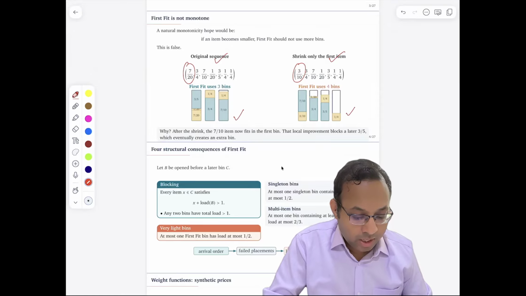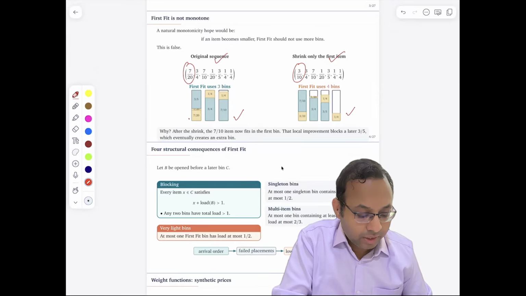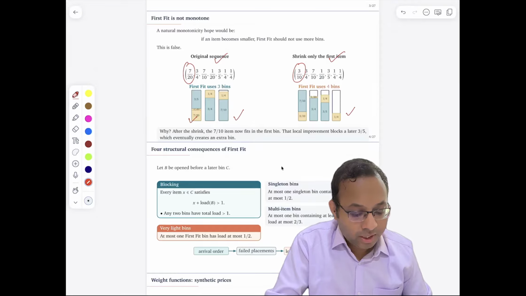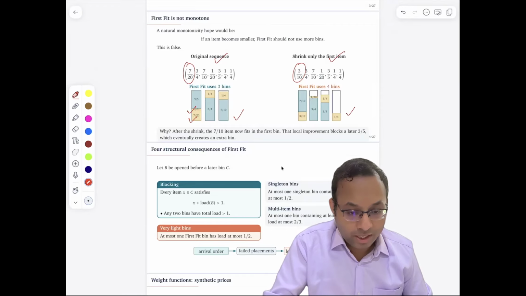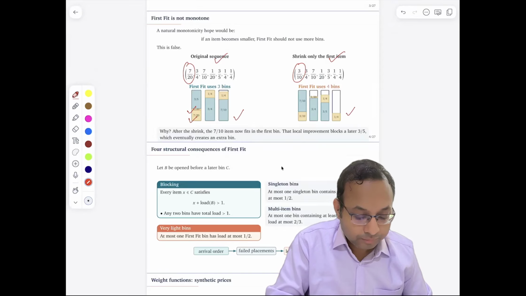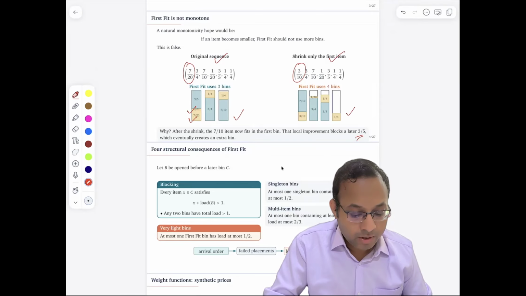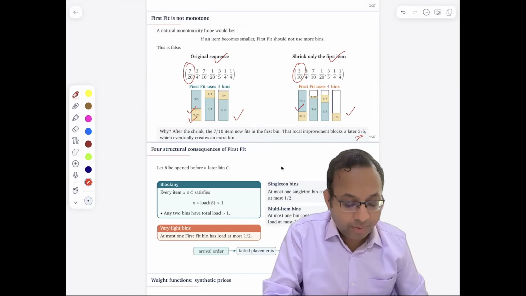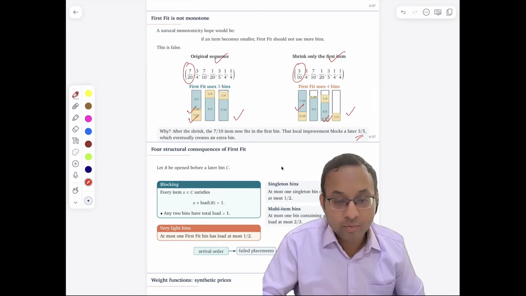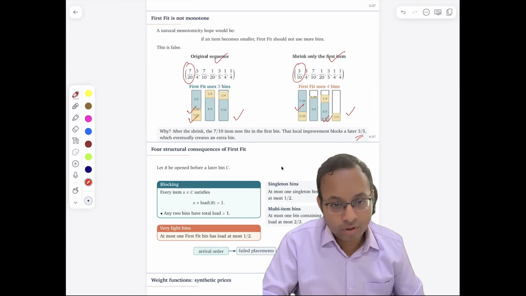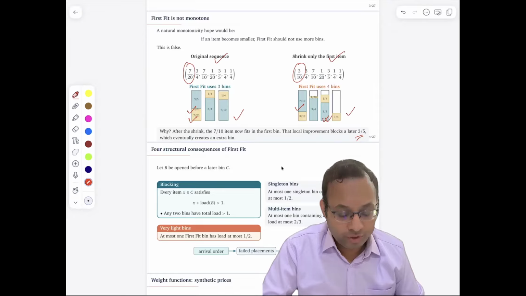The reason being, the 7 by 10 here is ensuring some other future item comes here, which is blocking packing of some other items, packing of 3 by 5 items which come later. But in this case, basically packing of the 7 by 10 is good. It's a local improvement, but it creates a problem to pack the later 3 by 5 items, which needs more bins. So if you spend a minute, pause it, you'll understand that even if we shrink the size, the opt can go up.